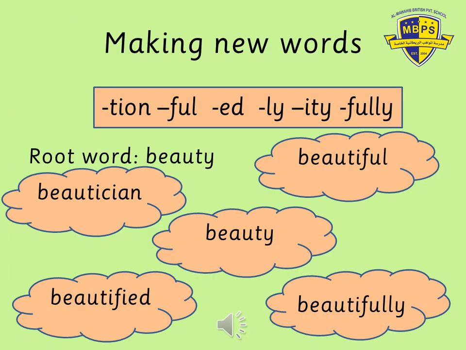Here we have a list of suffixes and a root word beauty. Let's try to make more and more words. Beautician. We have added the suffix tion to the root word beauty. So it became beautician. Beautified. We have added the suffix ed to the word beautify. So it became beautified.